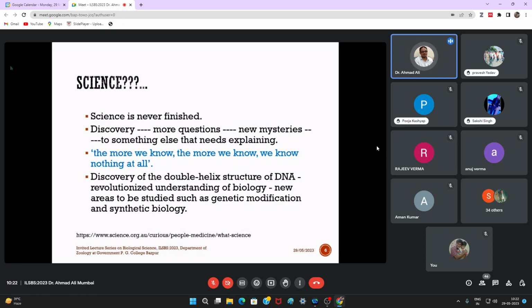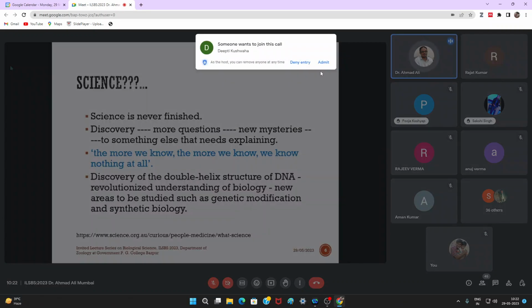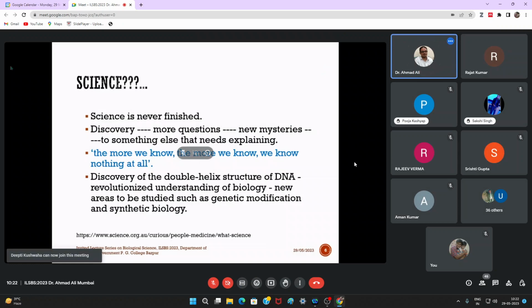Later on, we came to know that electrons, protons, and neutrons constitute an atom. Now we know that there are many other things in the nucleus, and more things about electrons and so on. Whatever we found about the cell 100 years back, now we know that there are hundreds of molecules in the cells. So the more we discover, the more we realize that we don't know much about this thing.